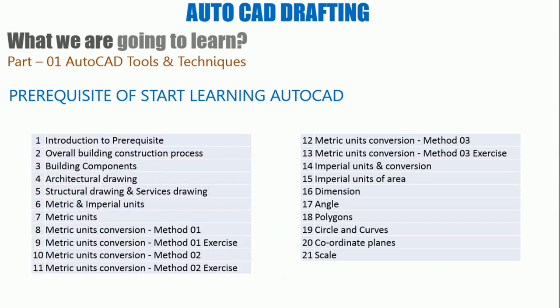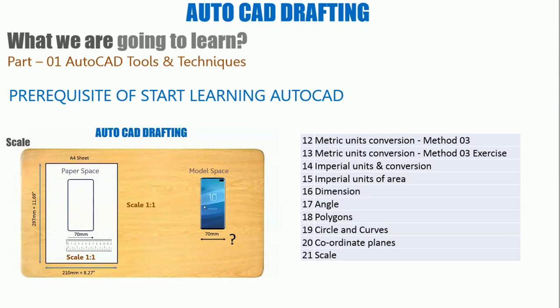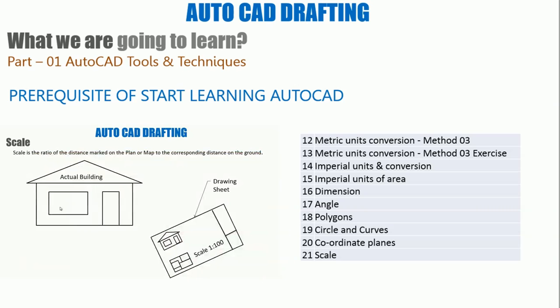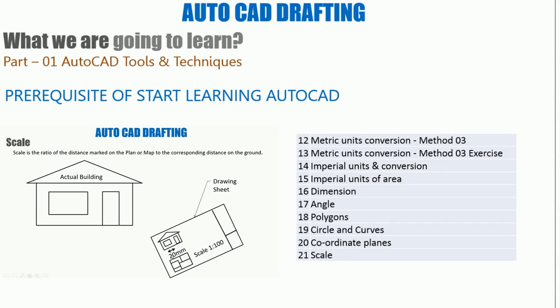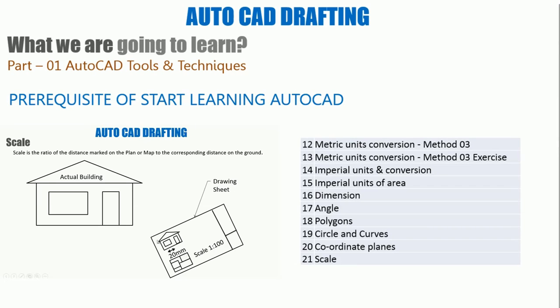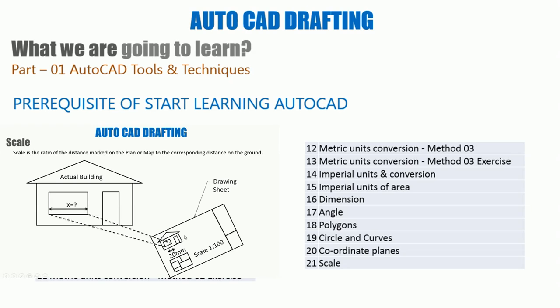Section 21, scale. So what is this? The first number 1 is the paper space unit and the second number is the model space unit. Now using a ruler, I'll measure the width of the window. That measures as 20 millimeters. So that means, what is the actual size of the window?